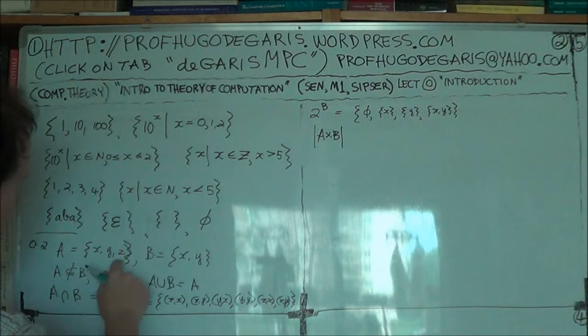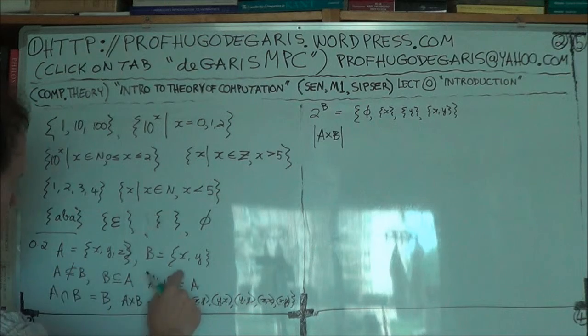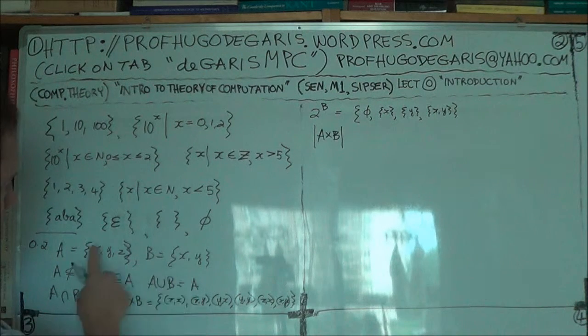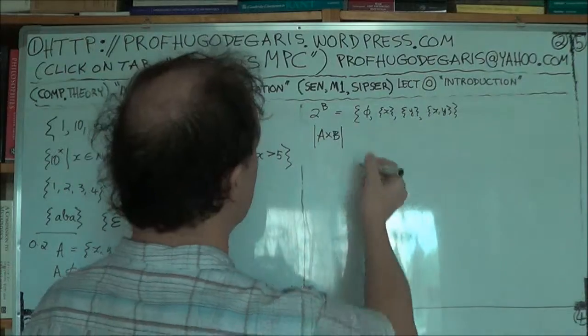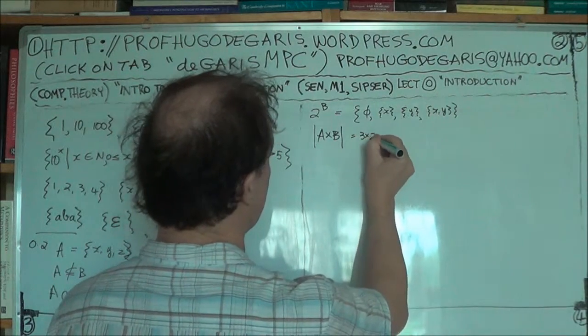So there's 3 ways you can choose from big A, and there's 2 ways you can choose from big B. So the number of pairs will be 3 by 2. Okay, so 6.